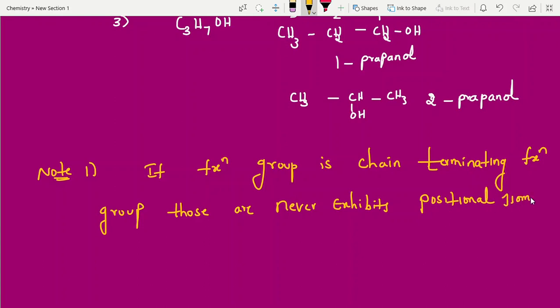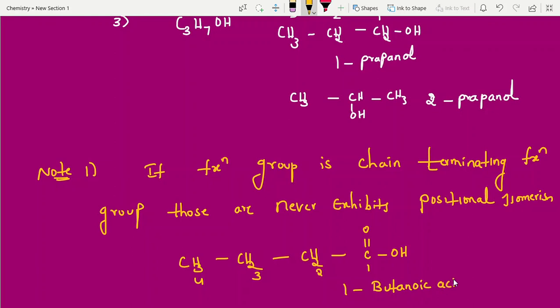Let me give one example. 1-butanoic acid. Butanoic acid: CH3, CH2, CH2, C double bond OH. This is a chain terminating functional group. Detailed explanation, I had given in previous videos. Please go through that. No need to write 1-butanoic acid generally. Why? Because that is the only chain terminating functional group position we can write. But next one here.